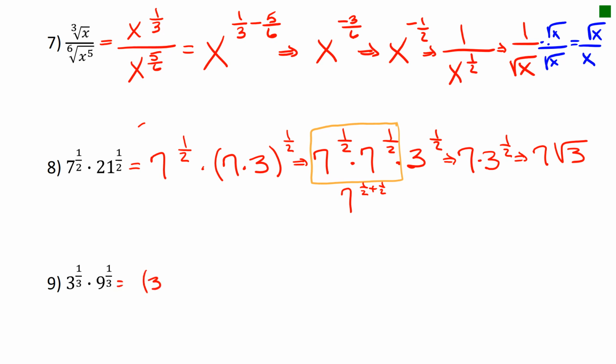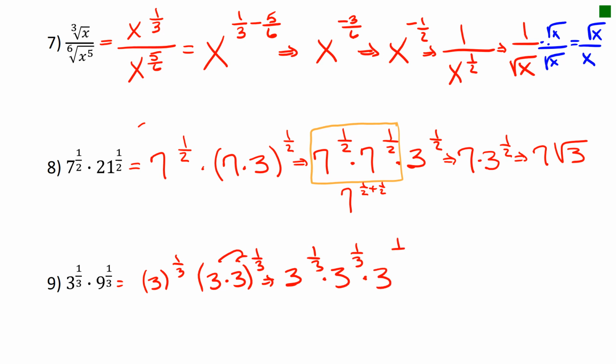So on 9, I've got 3 to the 1/3. 9 is 3 times 3 to the 1/3. So my first one's 3 to the 1/3. On this one, I'm taking the power to both of them because there's no plus sign, so I don't have to FOIL or do anything weird like that. And I get 3 to the 1/3 times 3 to the 1/3 times 3 to the 1/3. That's all the same base. So it's 3 to the 1/3 plus 1/3 plus 1/3, which happens to equal 1. So it just comes out to 3.